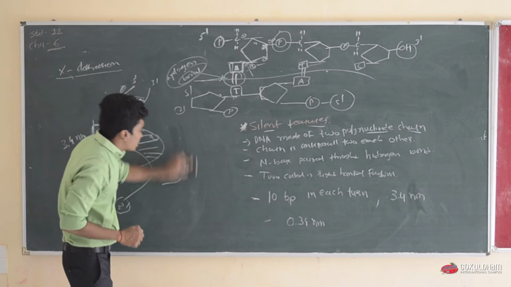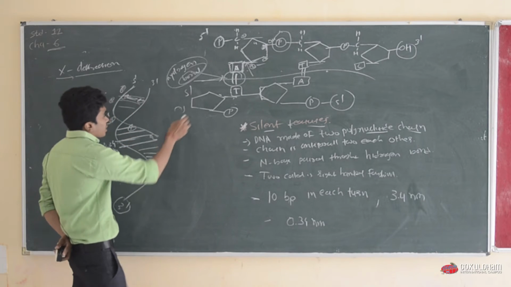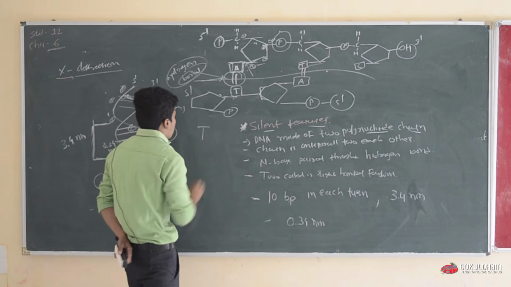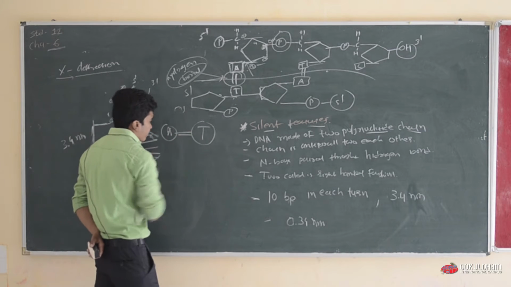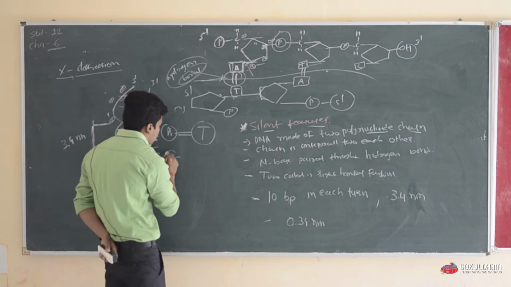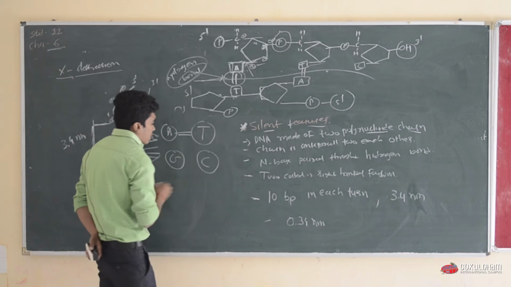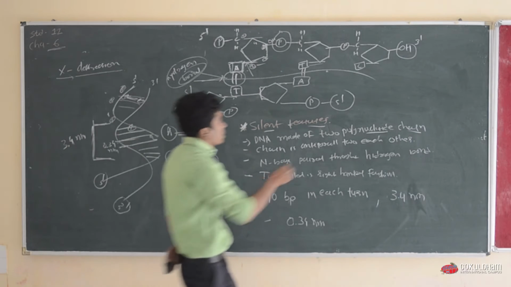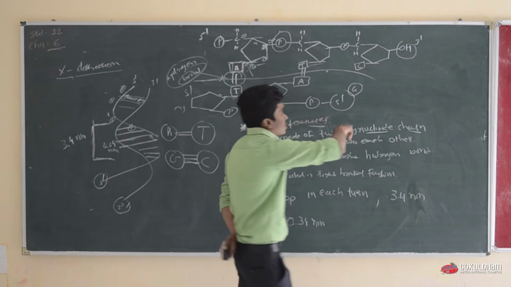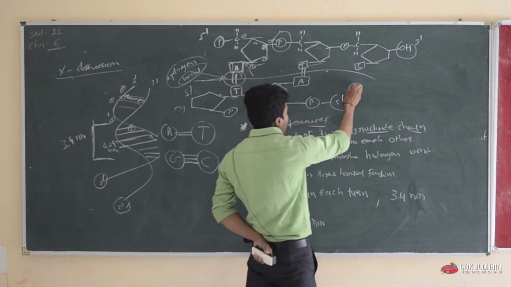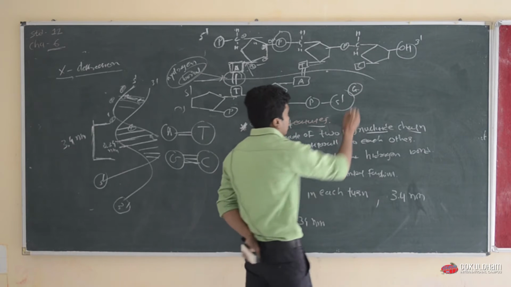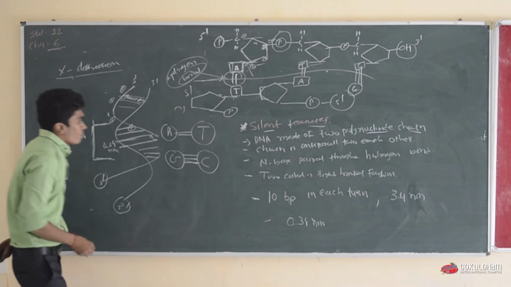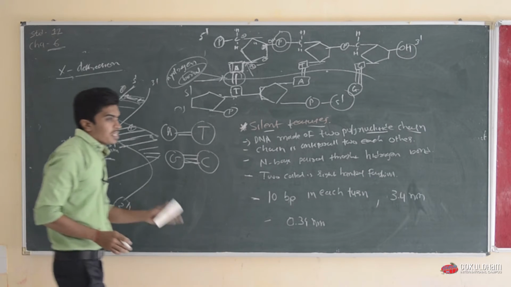Here I would like to mention that between adenine and thymine there are 2 hydrogen bonds, and guanine and cytosine are linked by 3 hydrogen bonds. So if the nitrogen base on one strand is cytosine, then on the other strand the nitrogen base will be guanine, and they are linked by 3 hydrogen bonds. So this is about the structure of DNA.